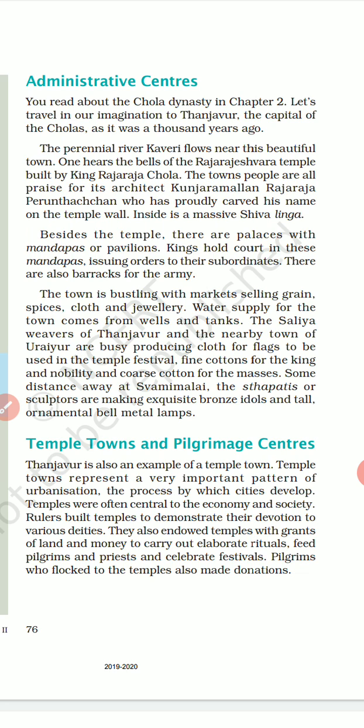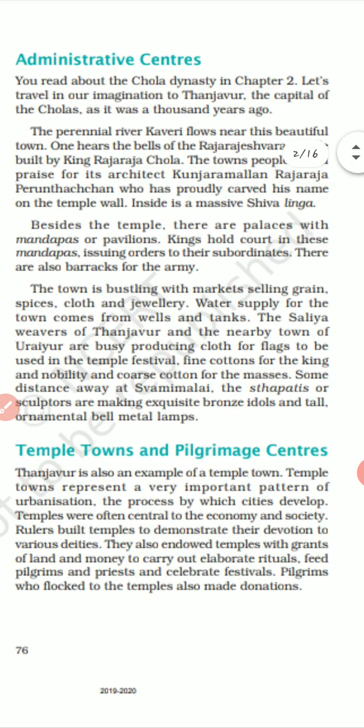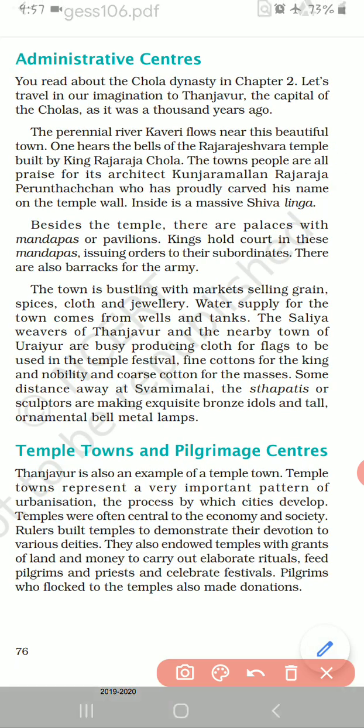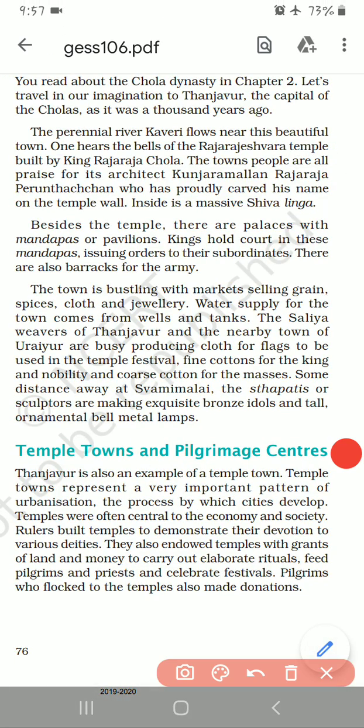A perennial river, Kaveri, flows near this beautiful town. Now, what's the meaning of perennial? Perennial means a river which is flowing throughout the year. Seasonal rivers flow only during the rainy season, whereas perennial rivers have water throughout the year. And what's the name of the river? Kaveri. Kaveri is flowing near this beautiful town, Thanjavur.